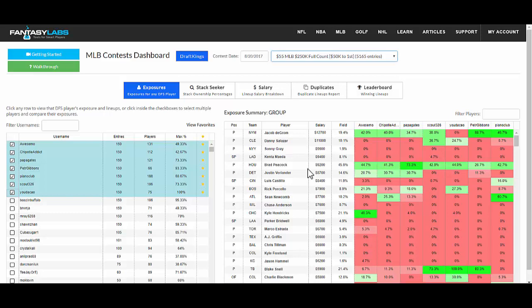And so in the short term, with all the variance in DFS, I think that this is probably the most efficient, the easiest way to improve as a player is to base your analysis of how you're doing off of how your exposures compared to players that you think are probably profitable and really good DFS players.